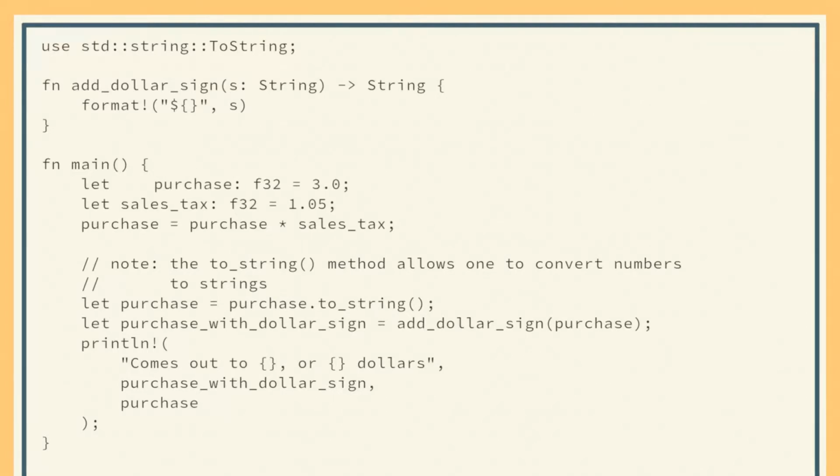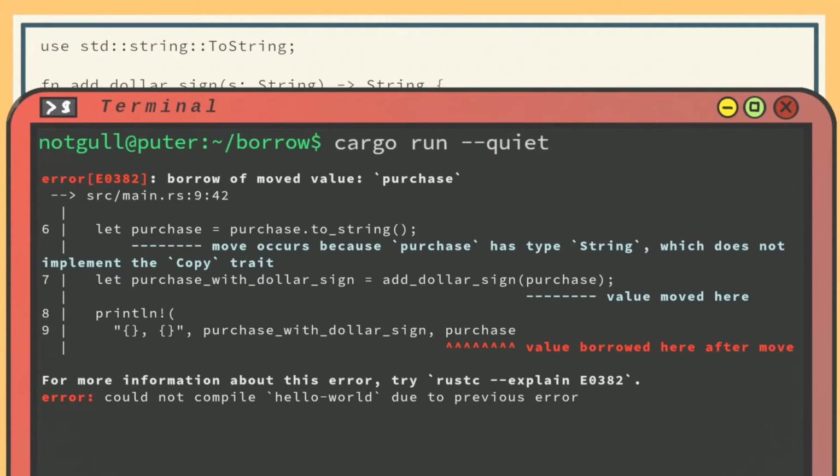Now that this part of the program is fixed, let's move on to the next. The Rust compiler claims that purchase has been moved into the function. What does that mean? To understand this error, you must understand ownership.